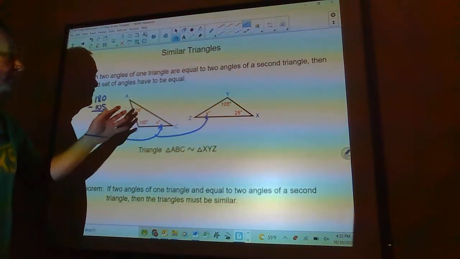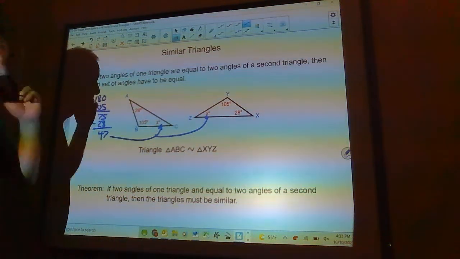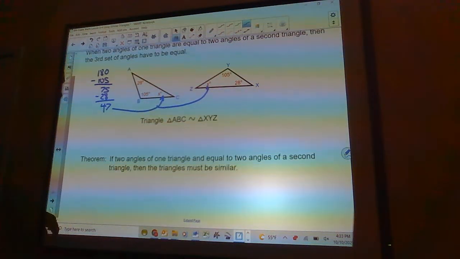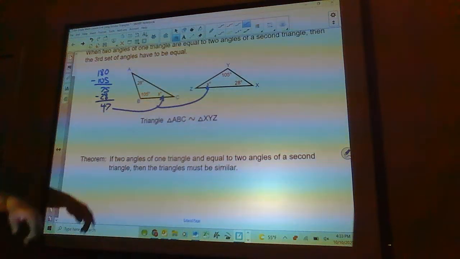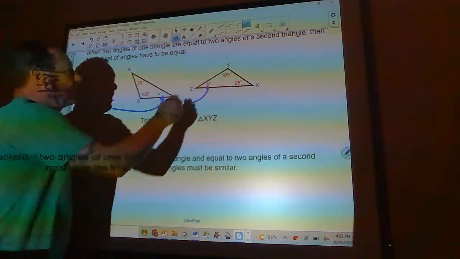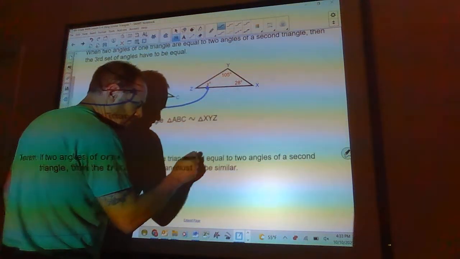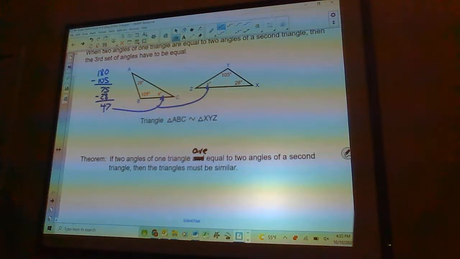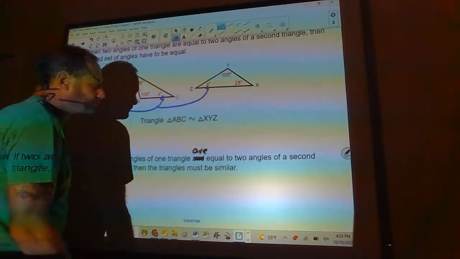Now, normally you'd have to check to see if the sides are proportional, but with a triangle, if all the angles are equal, then the sides automatically end up being proportional. Okay, so if two angles of one triangle are equal to two angles of a second triangle, then the triangles must be similar.